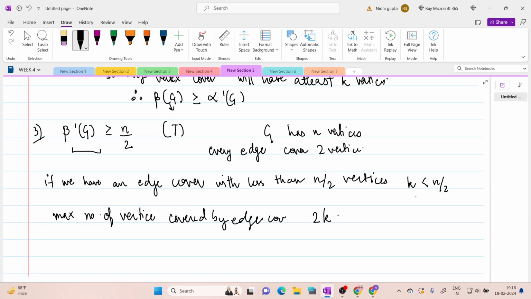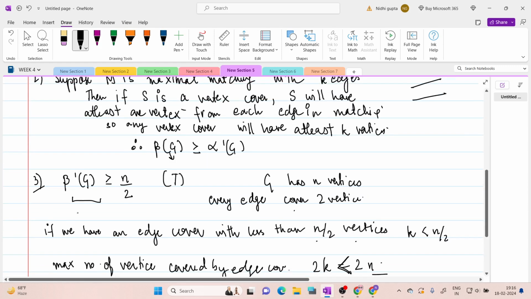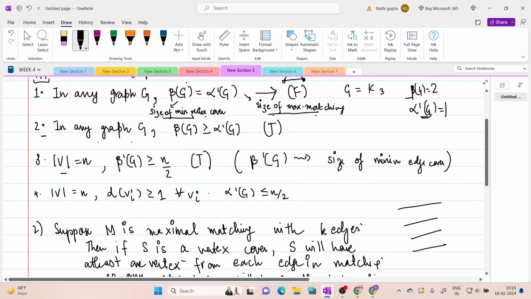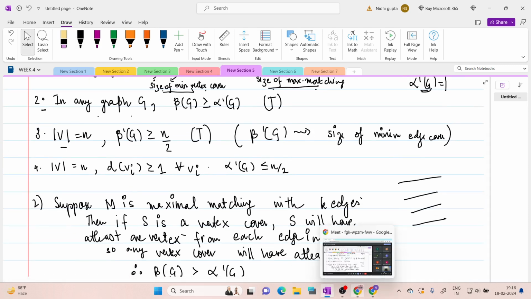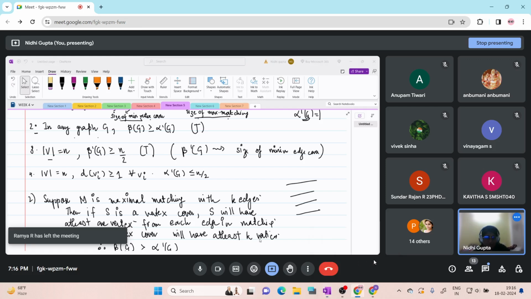So the number covered by that edge cover is 2k, which is strictly less than 2 times n by 2. So 2k is strictly less than n. So any edge cover which has fewer than n by 2 edges cannot cover all the vertices. Therefore, it should have at least n by 2 edges. So is it clear why the third statement is also true? Any doubts in the third statement? Is the proof clear? Yes.